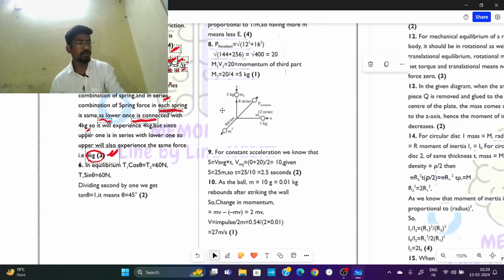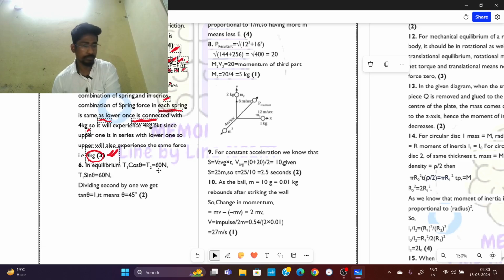Now moving on to the next question. There is a figure given, where tension is working in a certain rope. The length of the rope is 2 meters, and a 60 Newton weight is suspended from the rope.